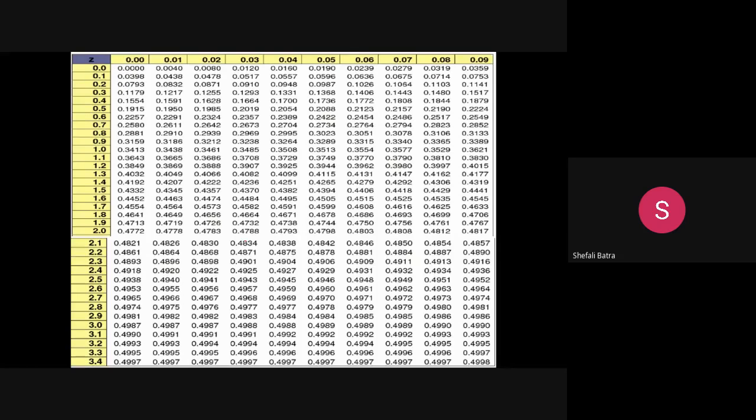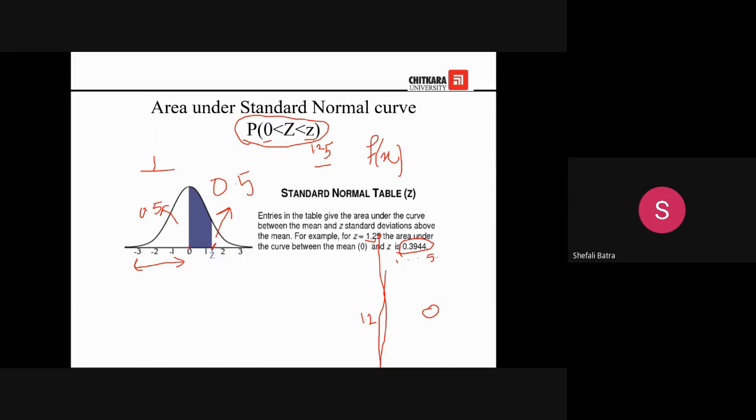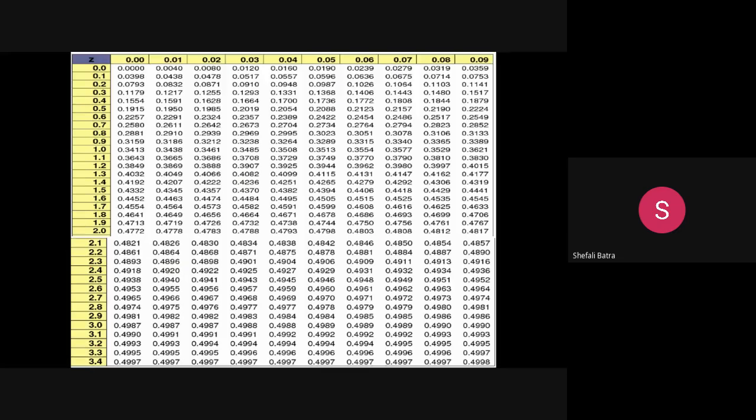So now let us see. This is the table given to you. In the previous question, you needed the value of 1.25. So what will we do? We will find 1.2 here, and then 0.5: 0.0, 0.1, 0.2, 0.3, 0.4, 0.5. So this row and this column. The value is 0.3944, right? So you find 1.2 at 0.5, and this will be your value.